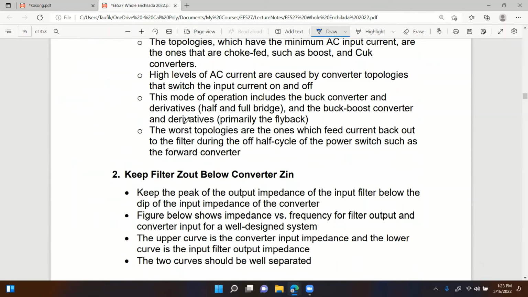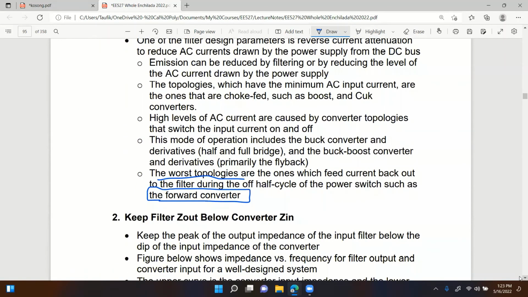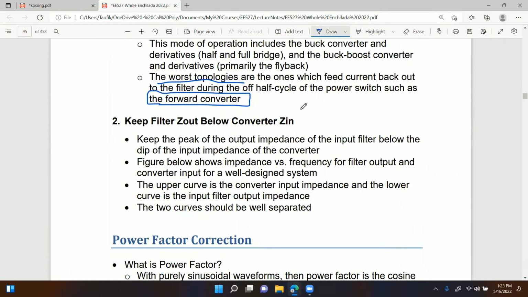Do I have it here somewhere? Yeah, right here. The worst topologies are the ones which feed current back out to the filter during off time of the switch, such as the forward converter. If you took Port 10, go ahead and take a look at the input current of the forward converter. You see that the shape is like this. Instead of flat zero, it's actually a negative current back to the source. That happens because of the magnetizing inductance. And as I said earlier, keep the two plots away from each other. Don't allow them to overlap.